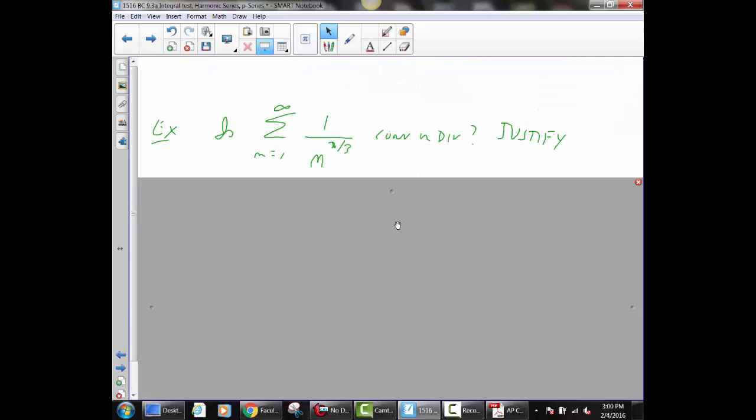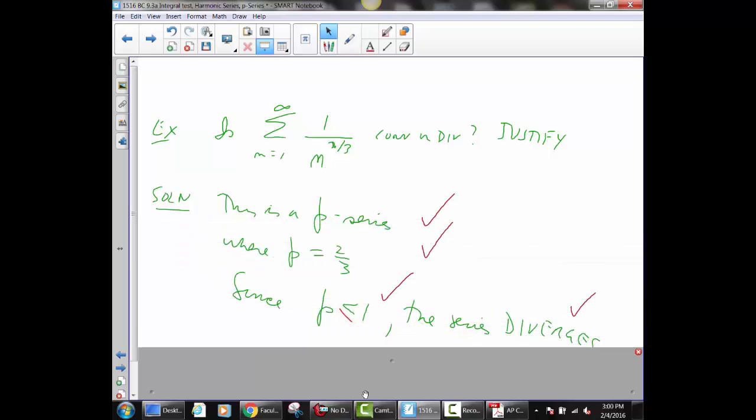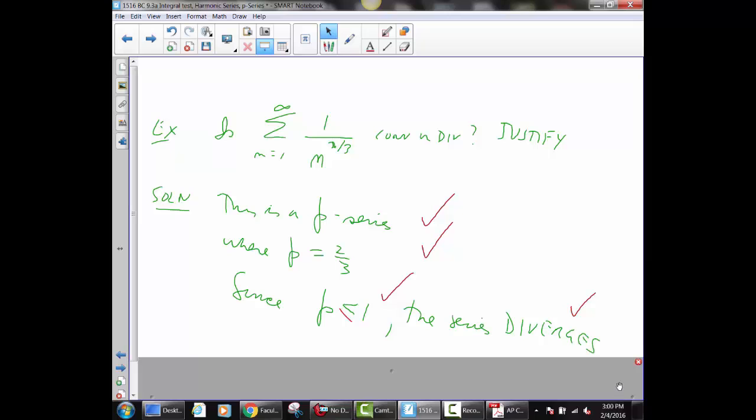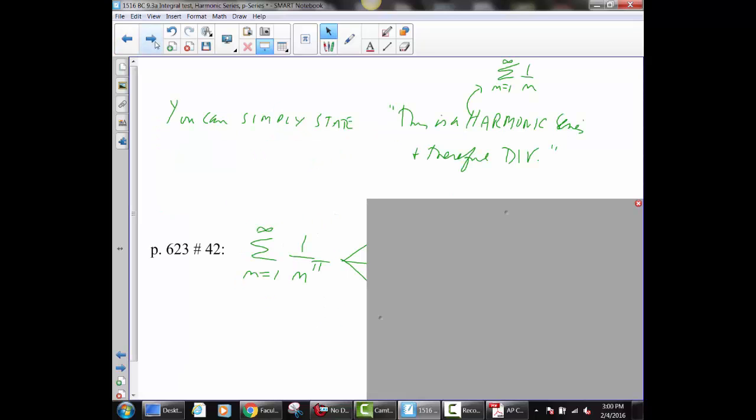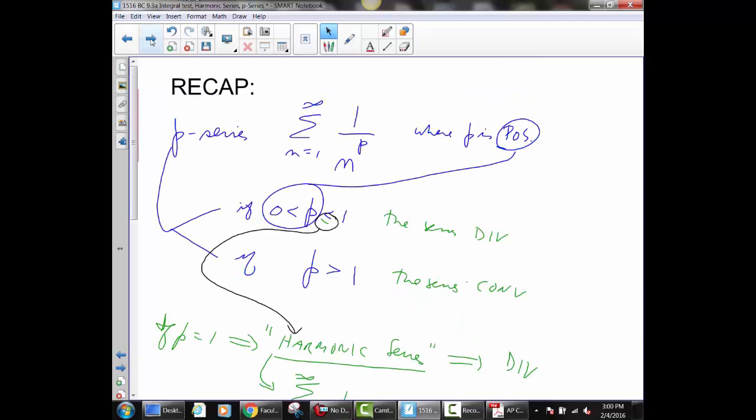So here's another one. Does this series converge or diverge? It's a p-series. Your p is 2/3. Since p is less than or equal to 1, the series diverges. A harmonic, you can simply say that. Here's another example, 1 over n to the pi. Again, p-series. P is equal to pi this time, which is 3.14, more or less. Since p is bigger than 1, the series converges. Notice we are never asked what it converges to.